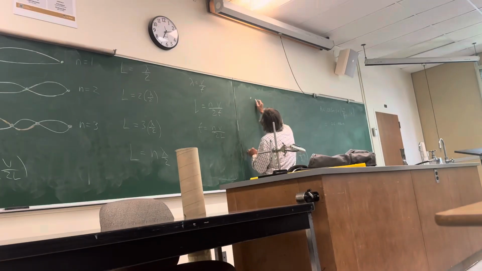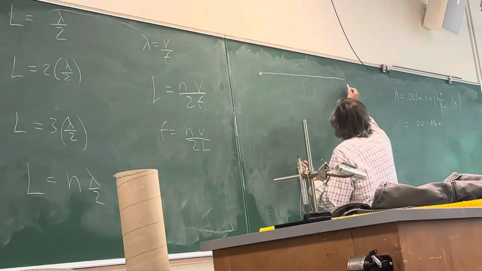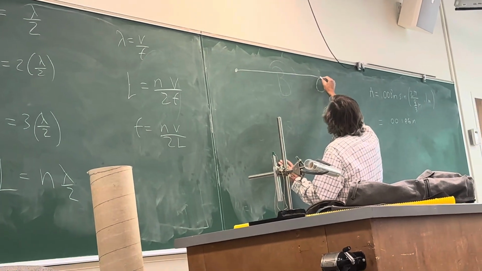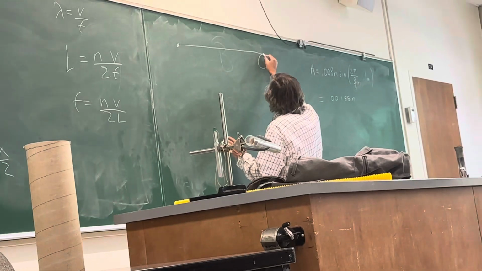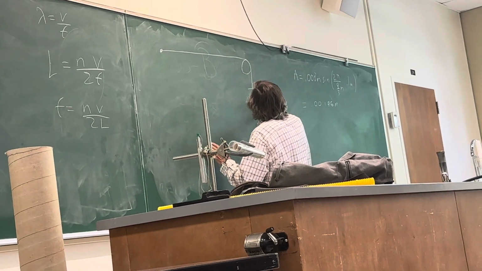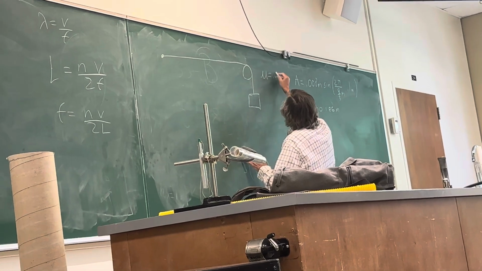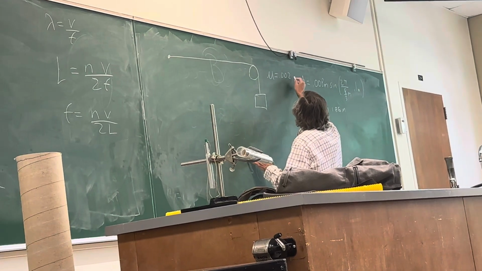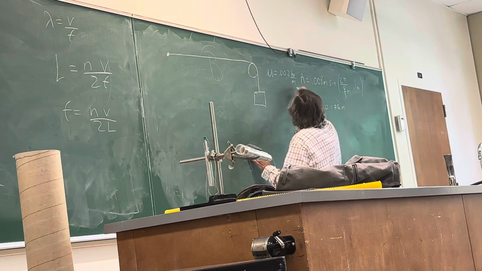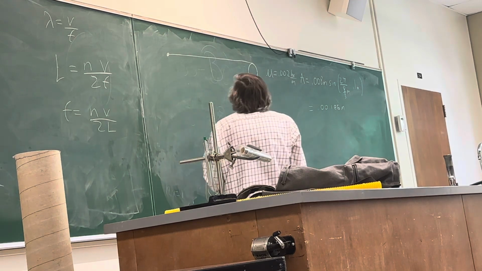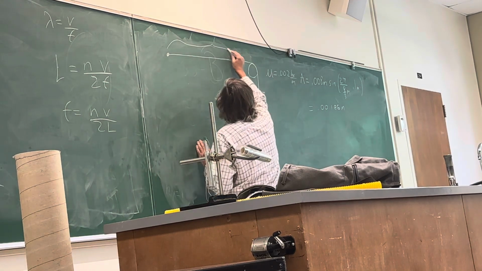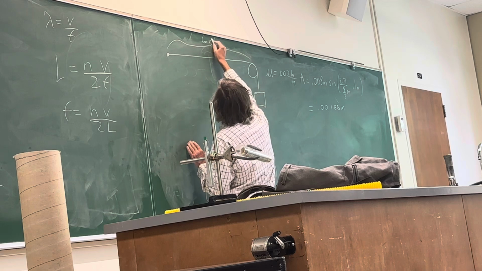I got a string tied, it's fixed right here, it goes over a pulley. So the string here doesn't really shake, it's fixed at this point, but it goes over a pulley, hanging on a mast like this. I'm going to say the linear density of the string is 0.002 kilograms per meter. Let me say I measure this length, and this is going to be 6 meters.